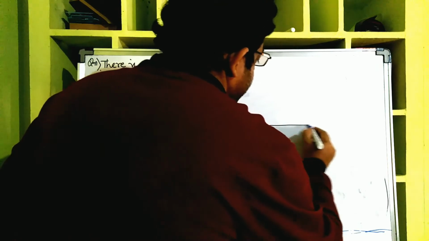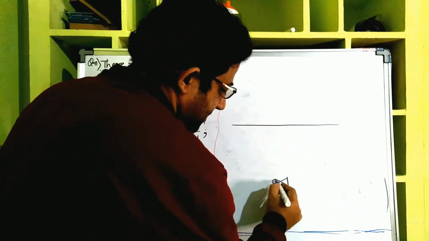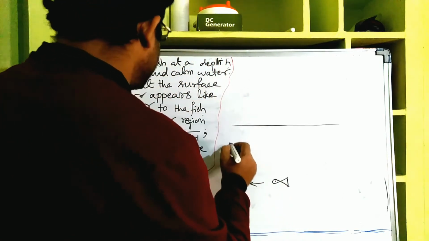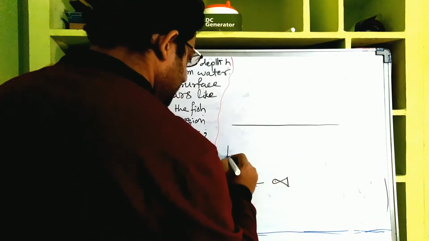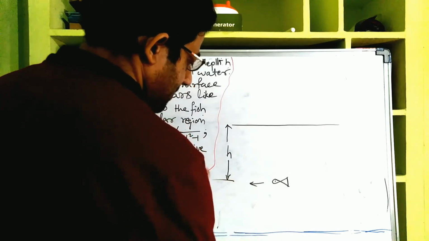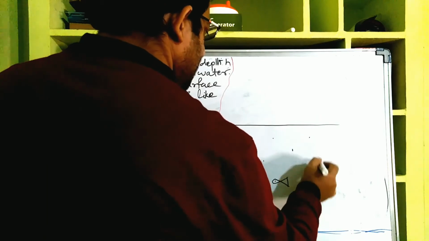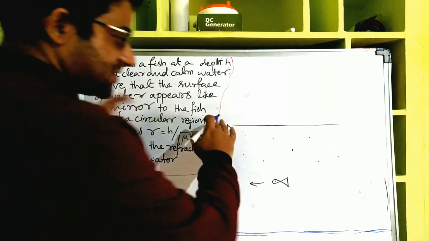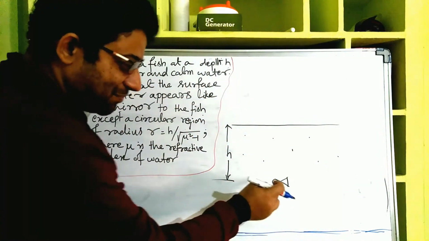Let us say this is the surface of water. Let us say the fish is swimming here, and the depth of the fish is given to be h. This water is clear and calm. Now, prove that the surface of water appears like a mirror to whom? To the fish. You imagine yourself at the place of the fish.